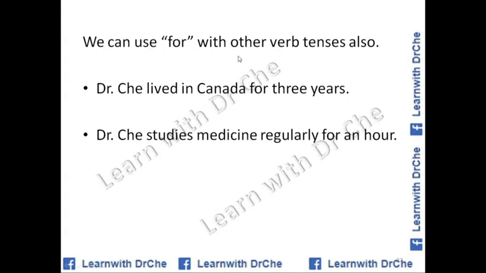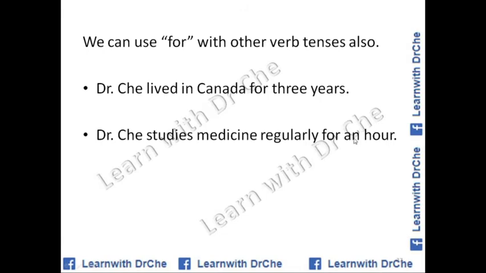We can use for with other verb tenses also. Dr. Che lived in Canada for 3 years. In this meaning, I lived there in the past and I am no longer living there. So in this situation, I will use past simple. For example, I started living there in 2015 and then I ended living there in 2018. I will say Dr. Che lived in Canada for 3 years. Dr. Che studies medicine regularly for an hour daily.